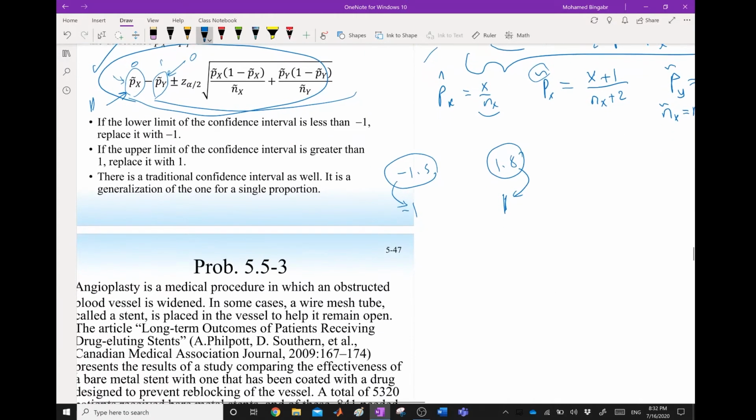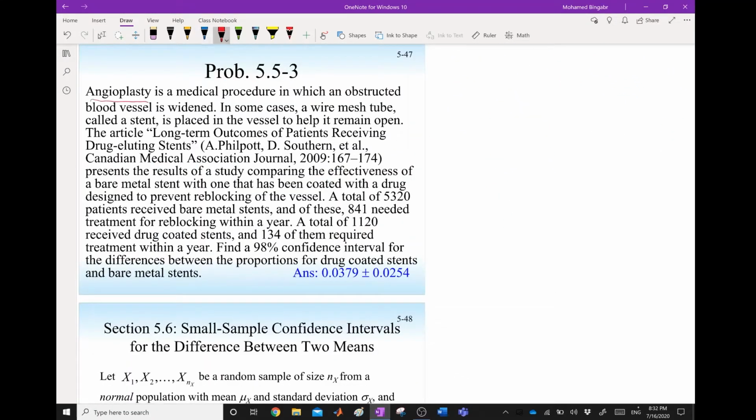So let's look at this example. Angioplasty is a medical procedure in which an obstructed blood vessel is widened. In some cases, a wire mesh tube called a stent is placed in the vessel to help it remain open. The article Long-Term Outcomes of Patients Receiving Drug-Eluting Stent, published in 2009, presented the result of a study comparing the effectiveness of a bare metal stent with one that has been coated with a drug designed to prevent reblocking of the vessel.